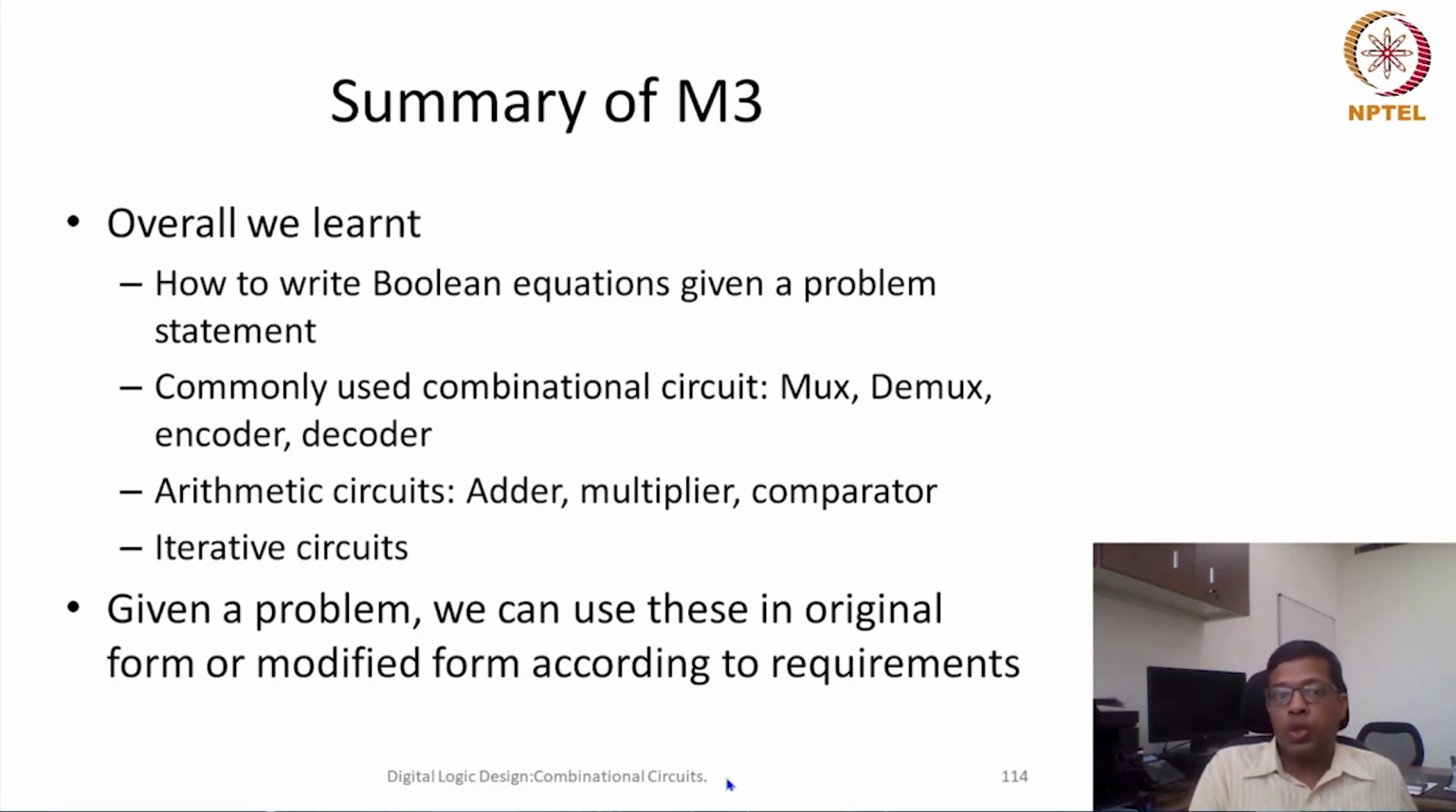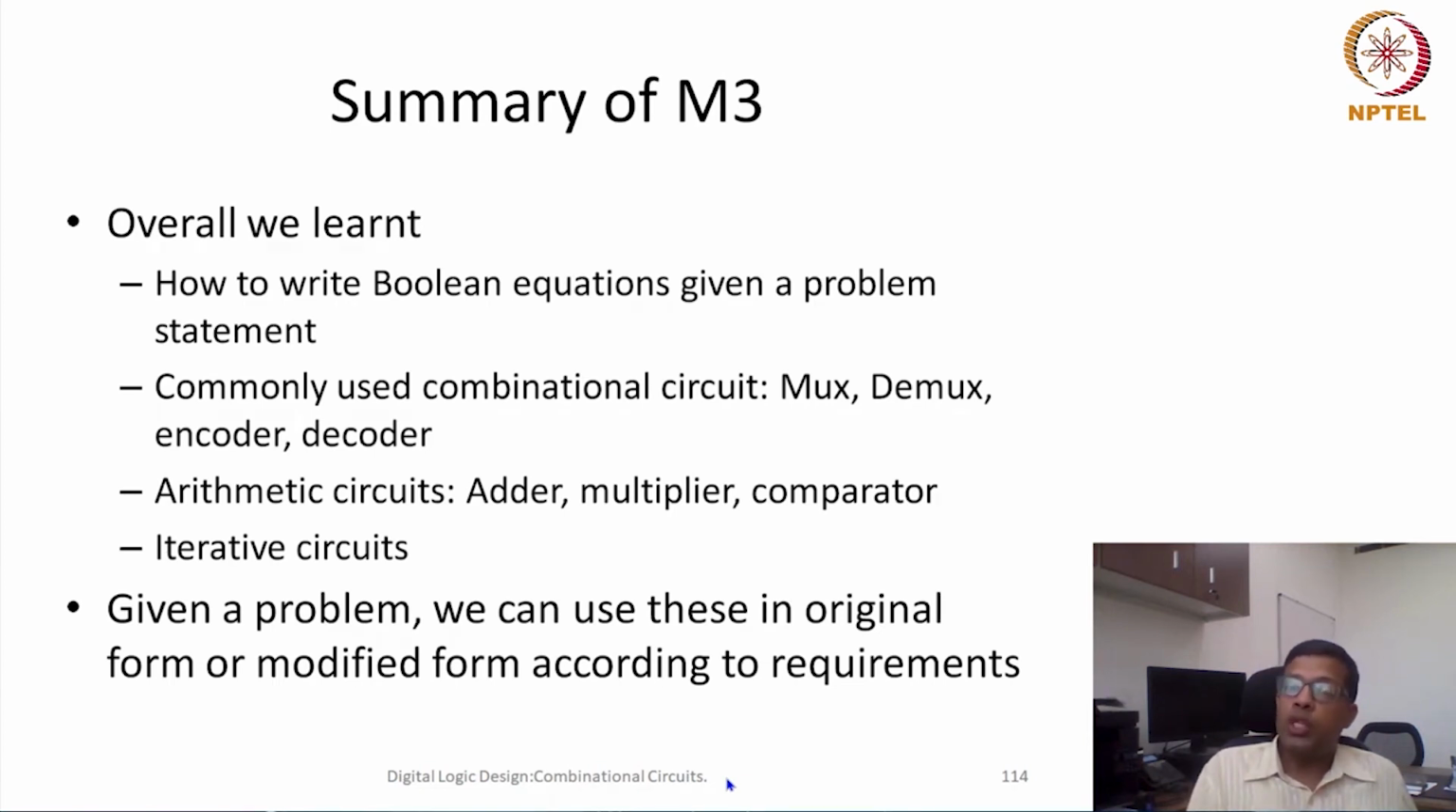So the overall observation is that these Boolean equations are essentially synonymous to the behavior or the functionality of the design. So if the functionality of the design is clear to us, the behavior of the design is clear to us, in most of the cases Boolean equations were formed automatically by using our rationale and by using our logic.